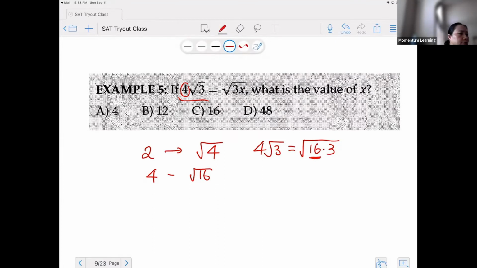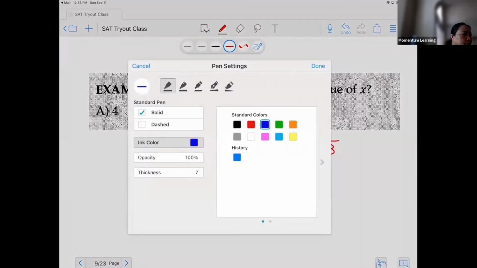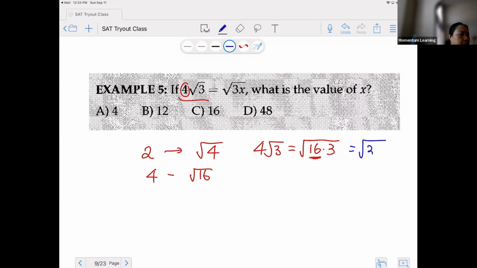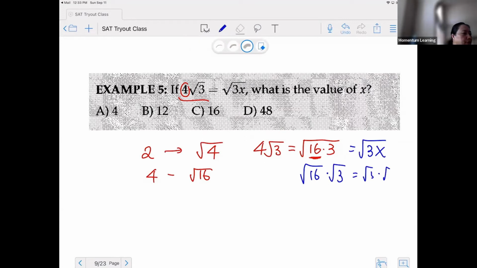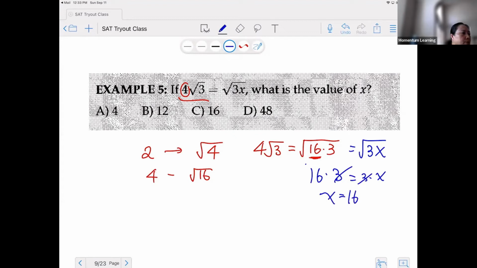Now this whole thing will equal root 3x. Root 3 and root 3 can cancel, or I can keep going. So root 16 times root 3 equals root 3 times root x. Sorry, maybe I made it too complicated. Both are square roots, so 16 times 3 equals 3x, and then x equals 16. That's one of the methods.